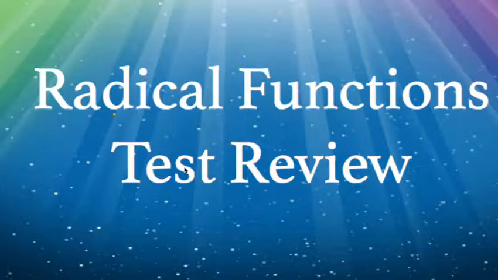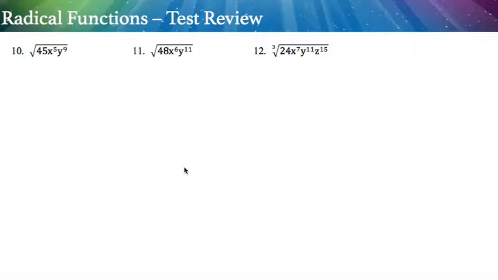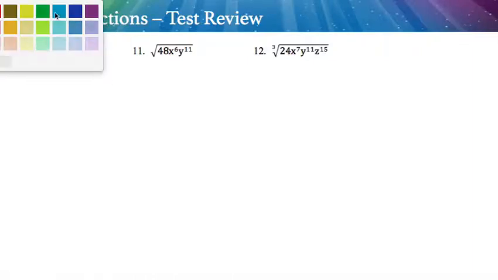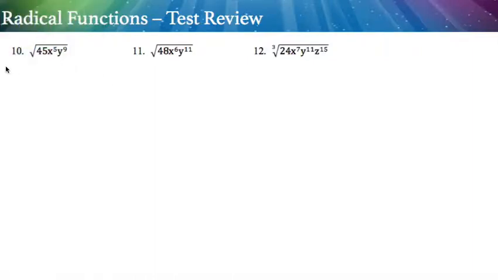So let's start with our next problem. We're going to do problem 10 where we're simplifying the radicals. To do this, what I like to do is take the numbers and the variables and do them separately. So I'm going to do the 45, and then I'm going to do the x to the 5th, and then I'm going to do the y to the 9th.